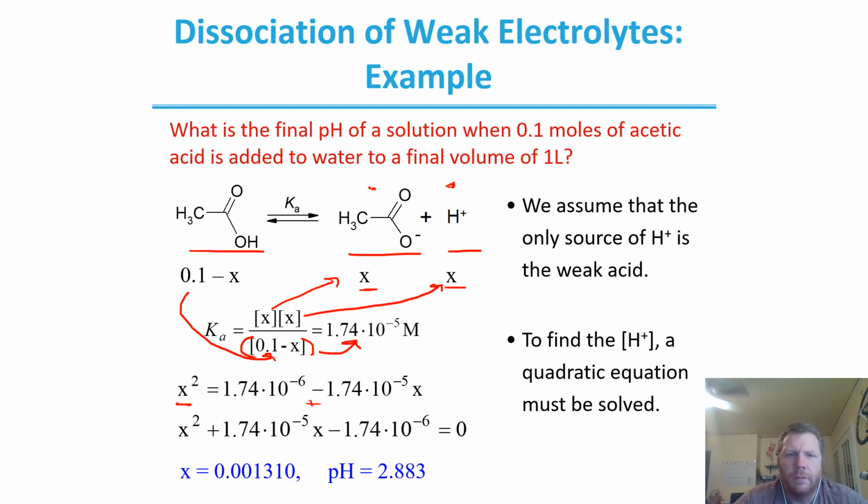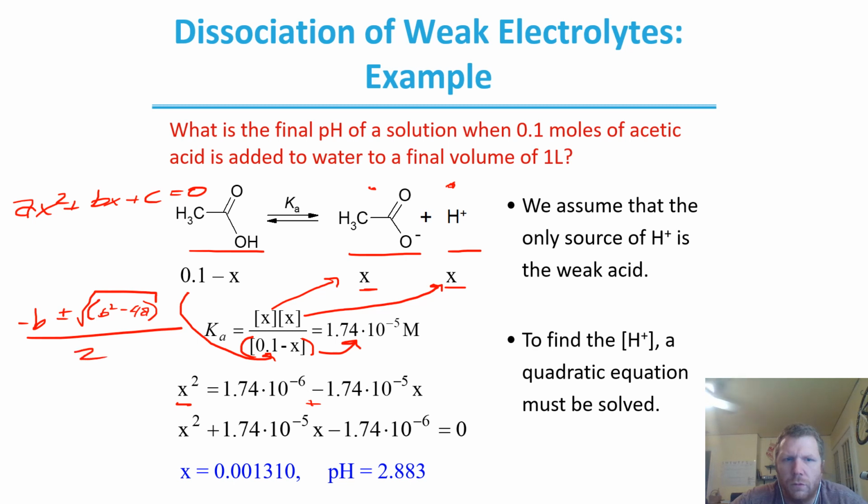Once we've gotten the 1.74 times 10 to the negative 5th X on the other side of the equation, we also recognize that this is a quadratic, ax squared plus bx plus c equals 0. We need to recognize that for what it is, and so we plug it into our quadratic equation: negative b plus or minus the square root of b squared minus 4ac, all over 2a.